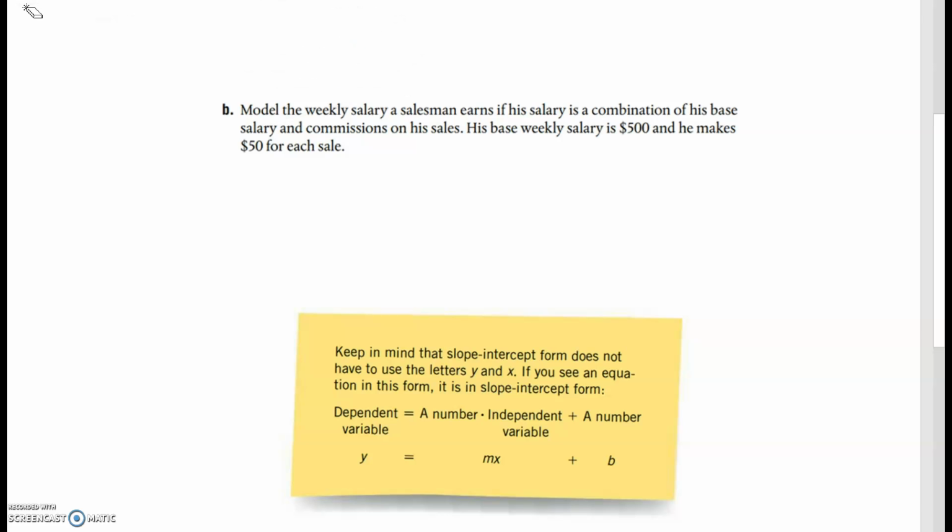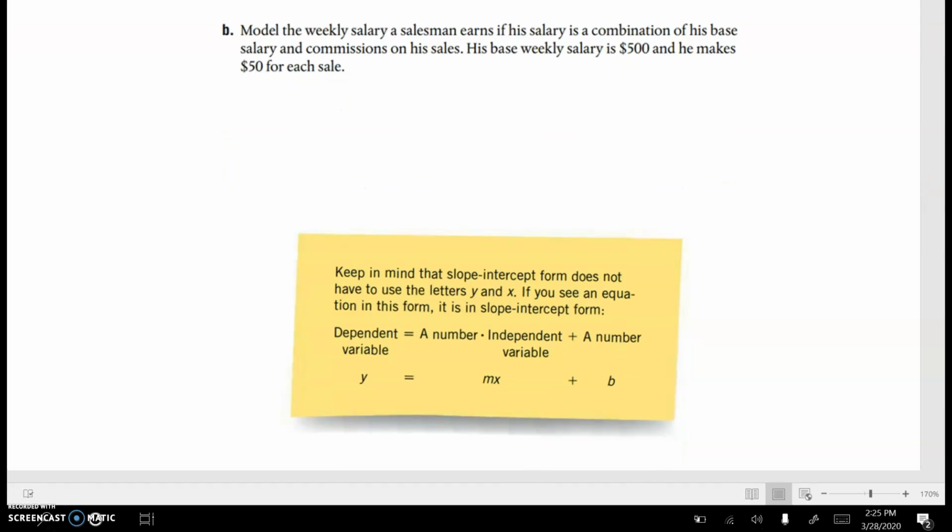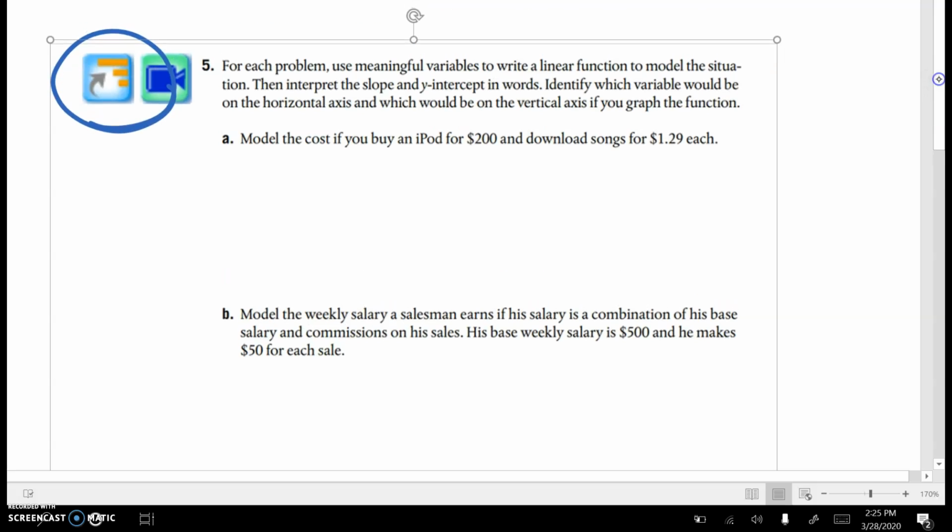Let me erase that, and somehow that shifted a little bit. Oops, I don't want to shift that. I want to shift that. There we go.